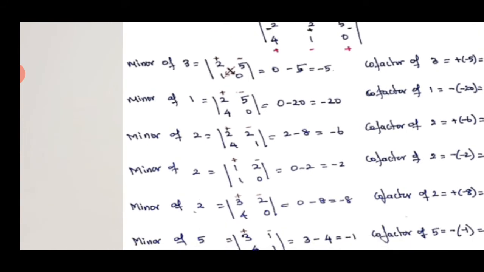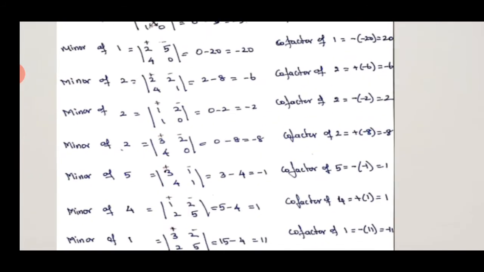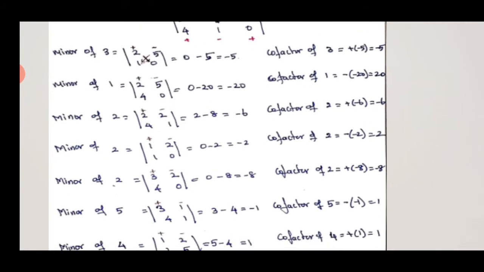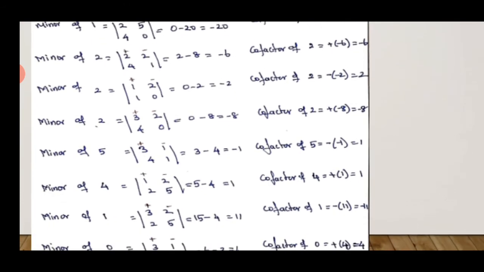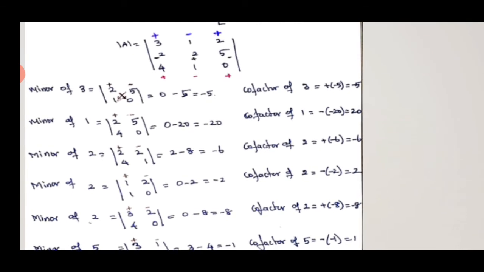So like that you can find it for all the 9 entries. So you get the entries like this. Can you see? You get minus 5, minus 20, minus 6, minus 2, minus 8, minus 1, 11, 1, 11, 4, like this. Now how can you transform these all into cofactors?